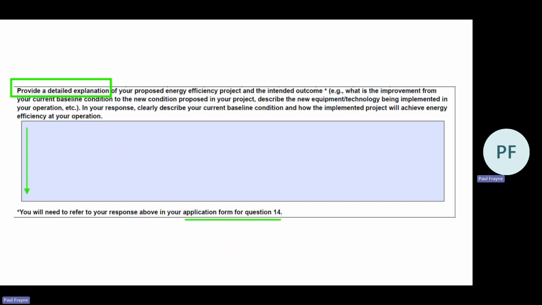Provide a detailed explanation of your proposed energy efficiency project and the intended outcome. For example, what is the improvement of your current baseline condition to the new condition proposed in your project? Describe the new equipment or technology being implemented in your operation. In your response, clearly describe your current baseline condition and how the implemented project will achieve energy efficiency at your operation. If you needed additional space to complete this section, you can include additional documents uploaded with your application.